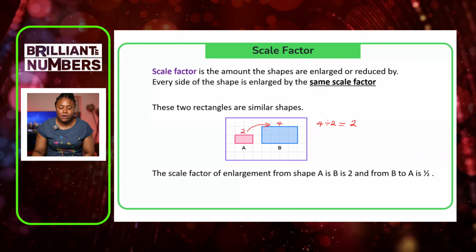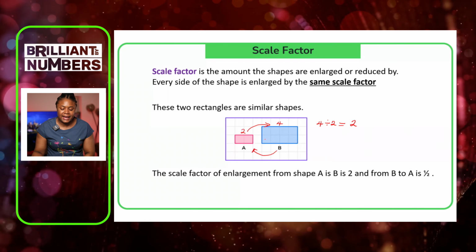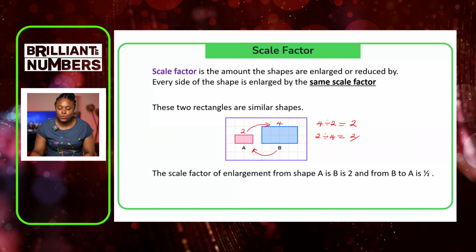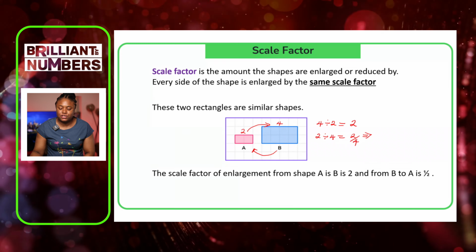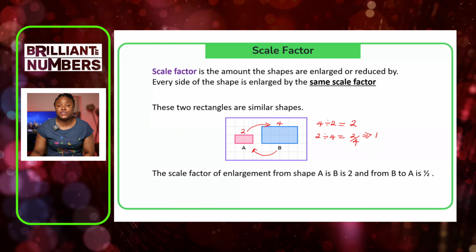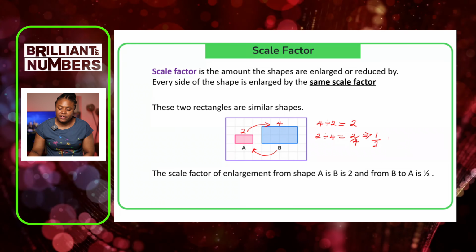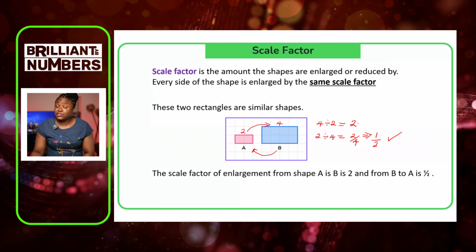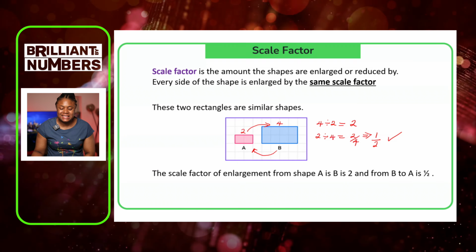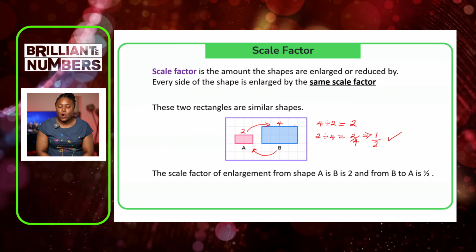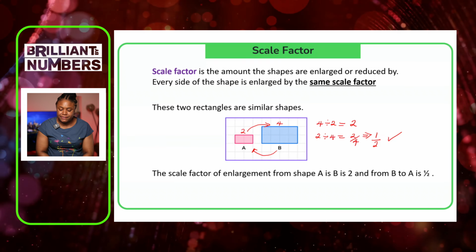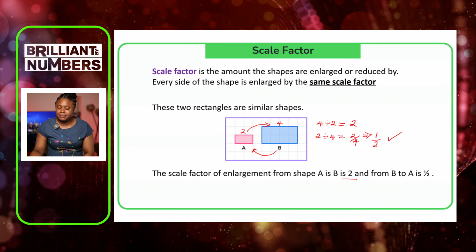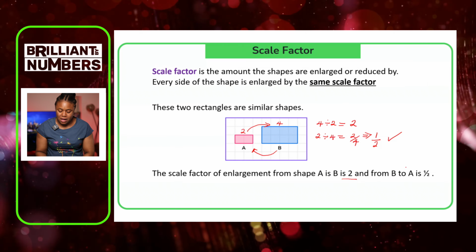However, we could also go from shape B back to A. This time we would need to do 2 divided by 4, and we could write it as 2 quarters, which can be simplified. 2 divided into itself goes once, and 2 into 4 goes 2. So if we're going from A to B, then we would be enlarging by scale factor 2. However, if we're going from B to A, it would be scale factor of 1/2. So the scale factor of enlargement from A to B is 2, and the scale factor of enlargement from B back to A is 1/2.